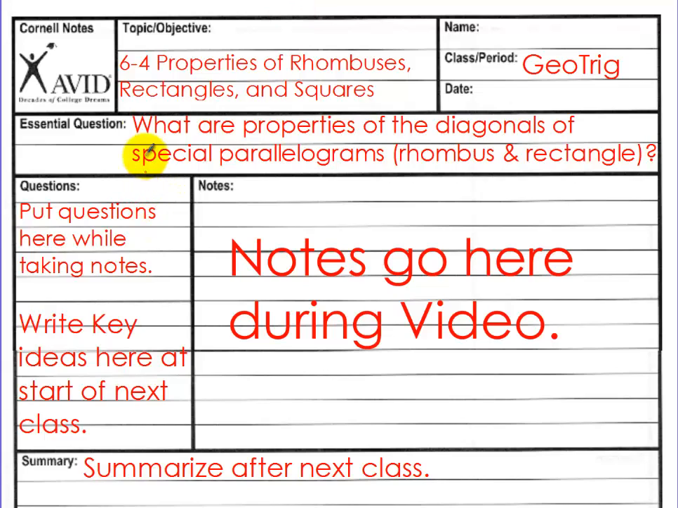Welcome, GeoTrig. This is section 6-4, properties of rhombuses, rectangles, and squares. The essential question is, what are properties of the diagonals of special parallelograms, rhombuses, and rectangles?